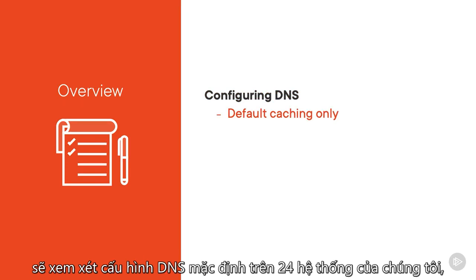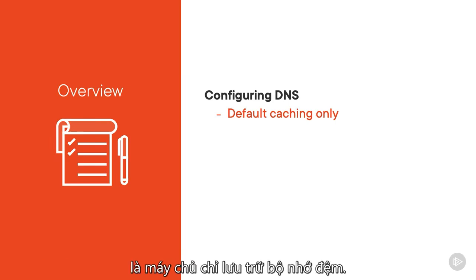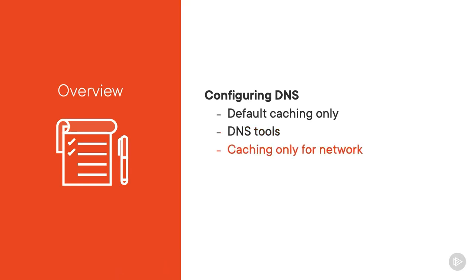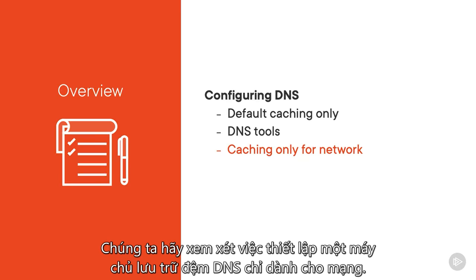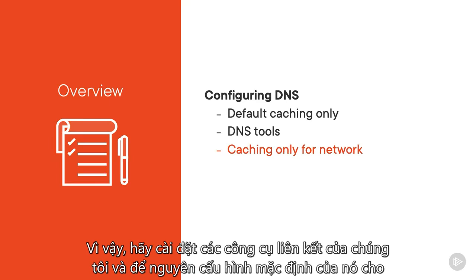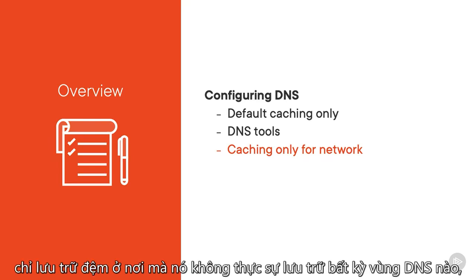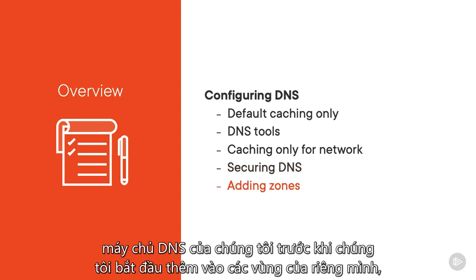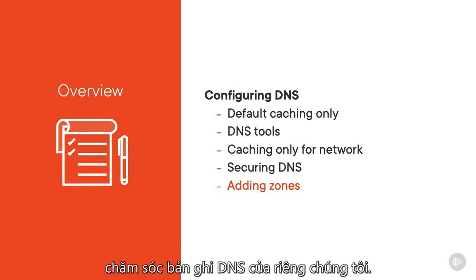We'll be taking a look at the default DNS configuration on our Ubuntu 2004 systems, which is a caching-only server. We'll be taking a look at some of the DNS tools, such as Dig, that we can install. We'll look at setting up a DNS caching-only server, but for the network. So installing our bind tools and leaving it in its default configuration for caching only, where it doesn't actually store any DNS zones. We can look at securing DNS, allowing different networks to be able to query our DNS server, before we start adding in our own zones, looking after our own DNS records.